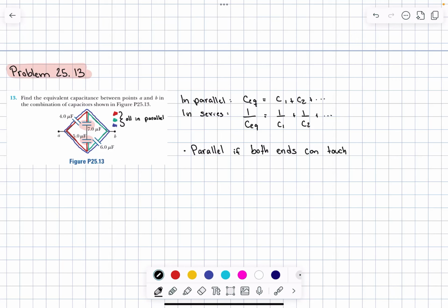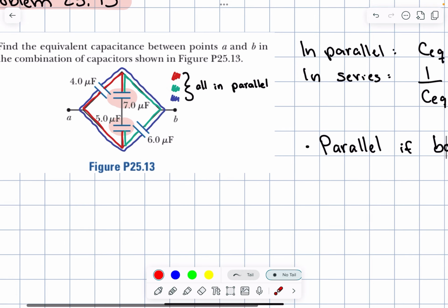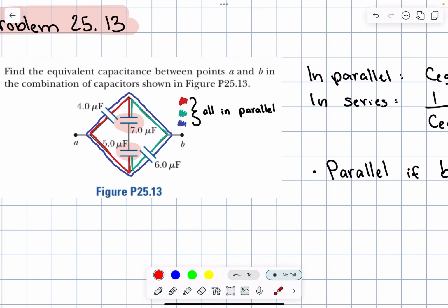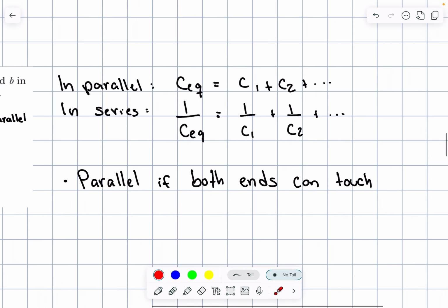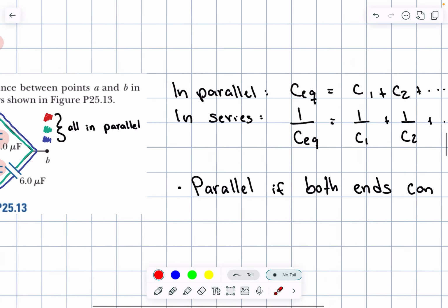So in the next couple of problems, we're going to go over this type of situation where you're given a little circuit diagram and you're asked to figure out the equivalent capacitance. The hardest part I find is figuring out what's in parallel and what's in series, because once you know what's in parallel and what's in series, you have these equations to calculate the equivalent capacitance.